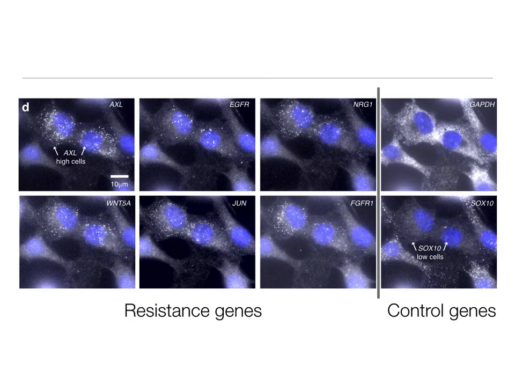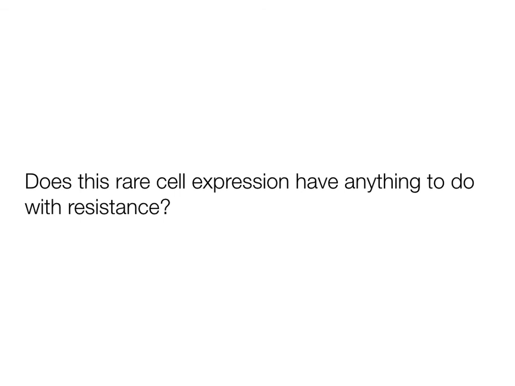Furthermore, we find an even rarer population of cells that expresses multiple of these resistance marker genes, and the frequency of these cells is close to the expected number of resistant colonies on the dish.